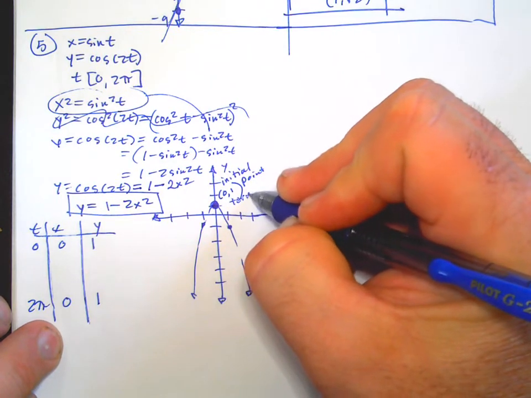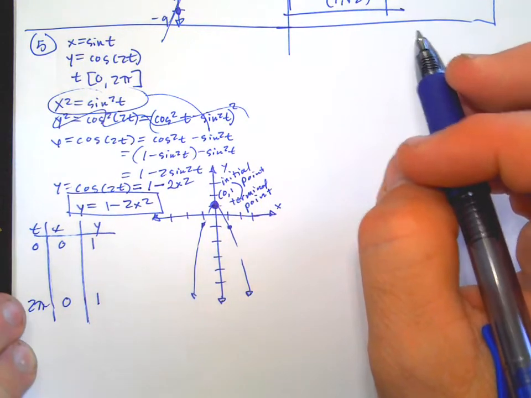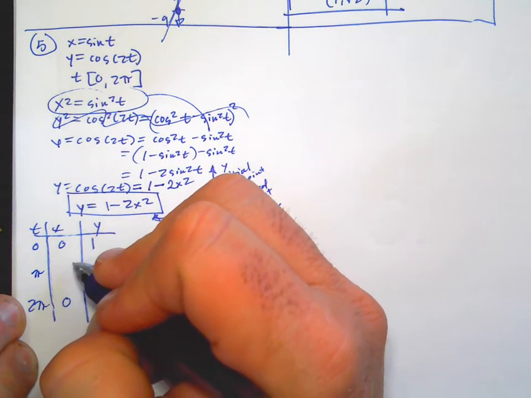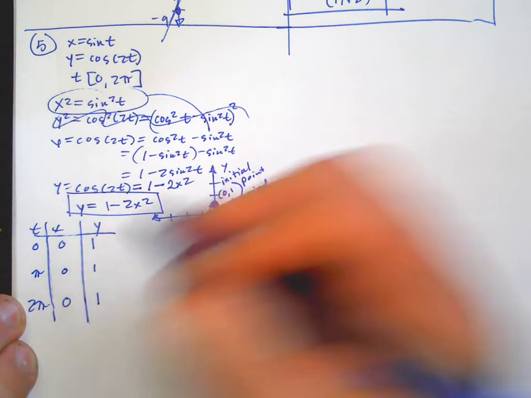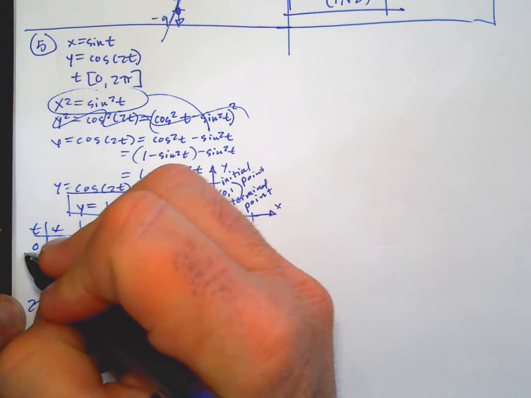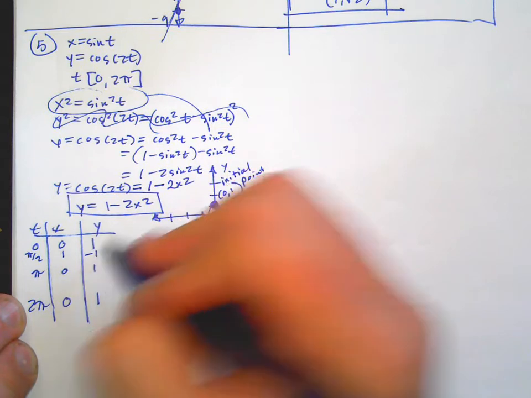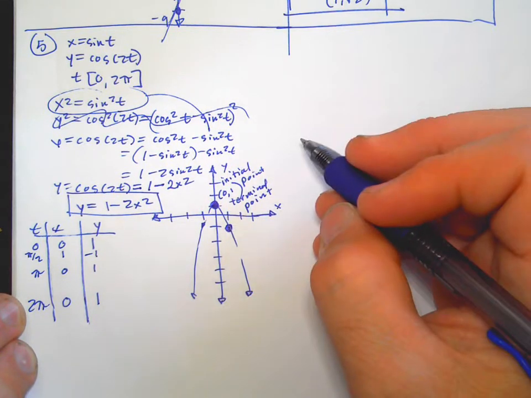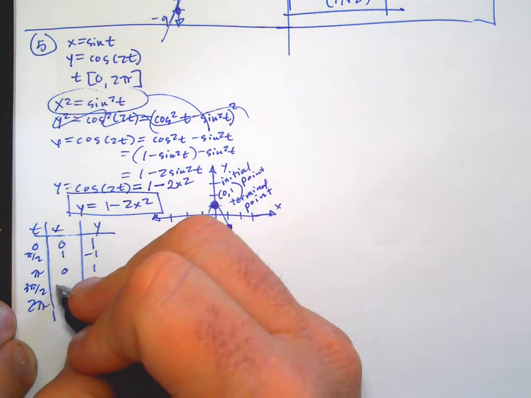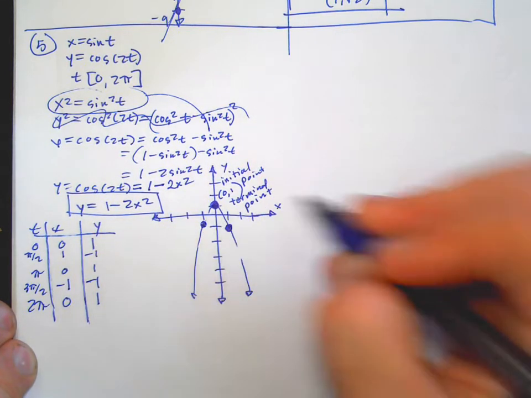This is interesting. What's going to happen here? If we plug in, say, pi, what happens? We get (0, 1) also. So even at pi, it's back there. How about pi over 2? That would be 1, and cosine of pi would be negative 1, so (1, -1). And then 3 pi over 2 would be negative 1, cosine 3 pi, negative 1, so (-1, -1). That would be over here.